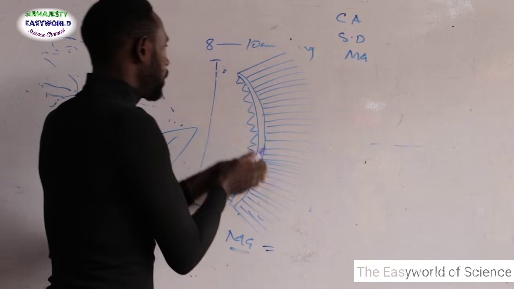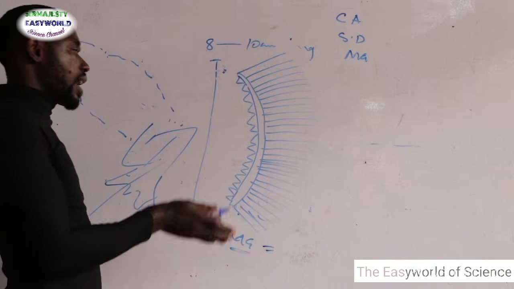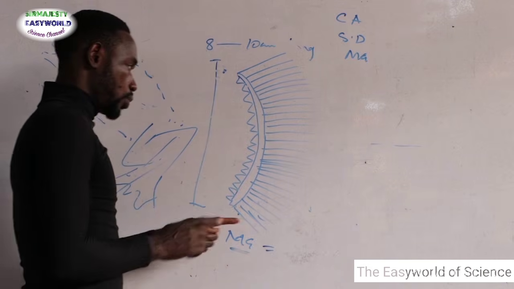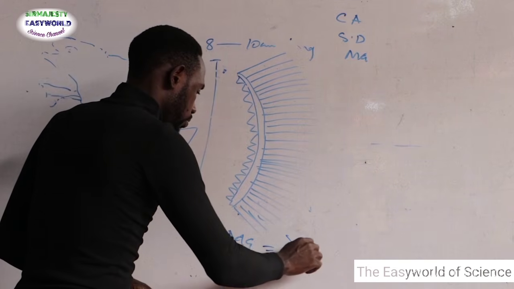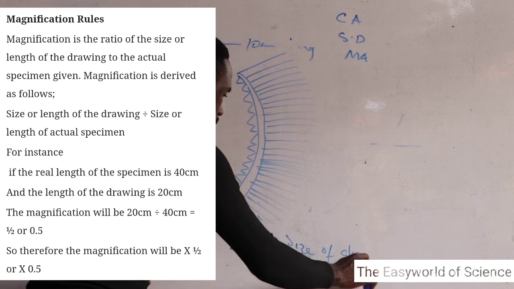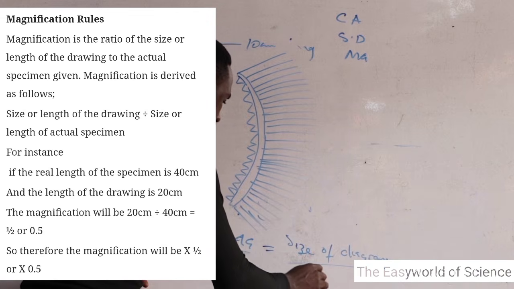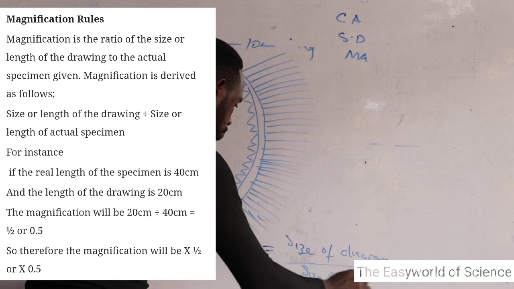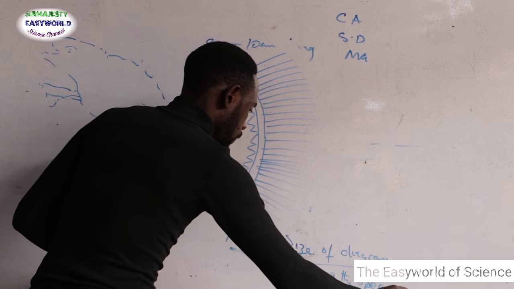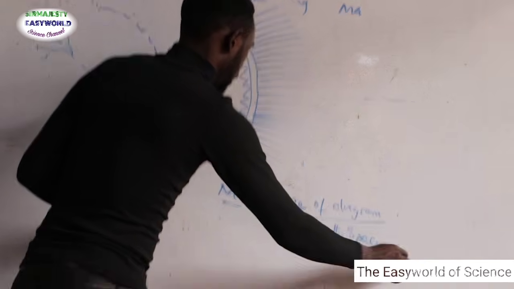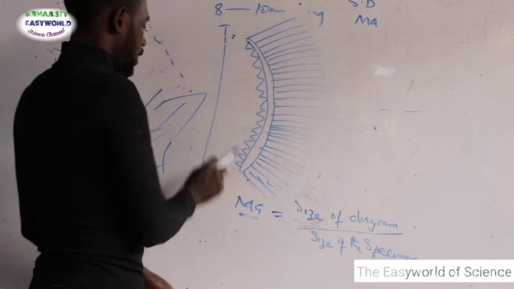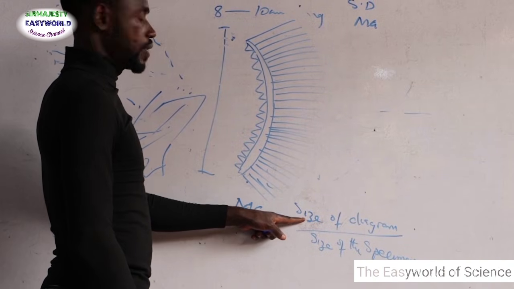Here, magnification is still the image size over object size, meaning to put it in a biological way, you say size of diagram, that's size of the diagram you drew, over size of the specimen itself. That's what we call magnification. 8 to 10, you have been provided already with the size of diagram.